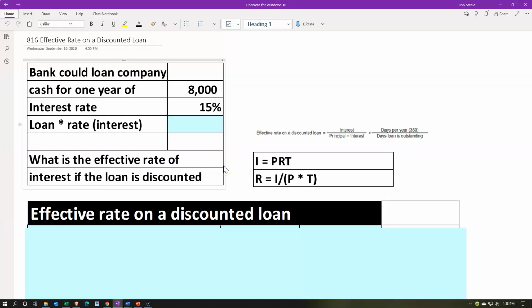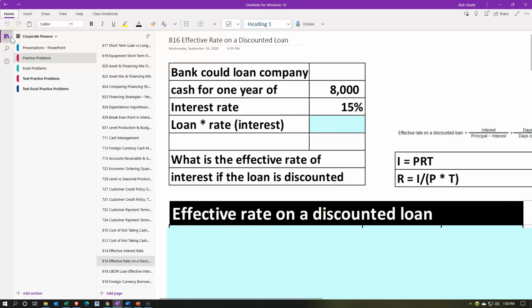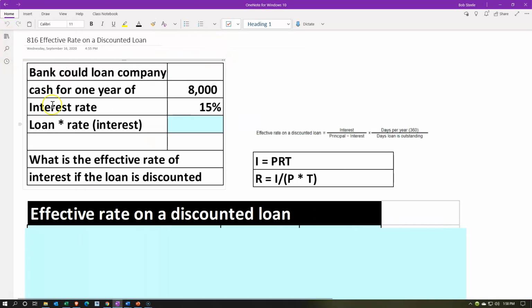Here we are in OneNote. If you would like to follow along in OneNote, you're not required to do so, but if you have access to it and would like to, we are in the 816 Effective Interest Rate on Discounted Loan tab in the Practice Problems section. We're going to have our information up top, and we'll use that to work through our practice problem down below.